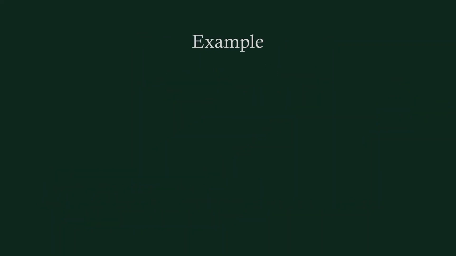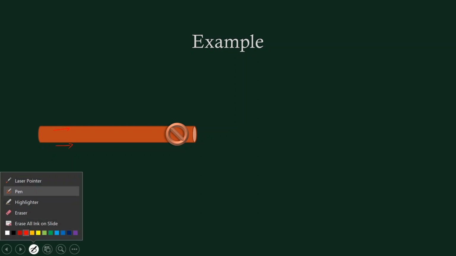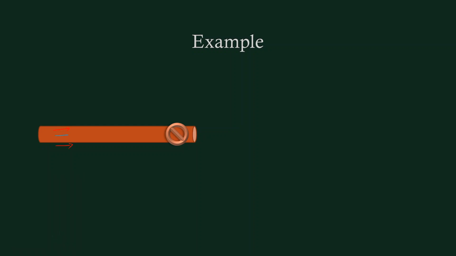Let's try to understand this with some examples. Let us consider a pipe fitted with a valve, say. Here at this point, there is some velocity of fluid. If we consider another point here, since the pipe is prismatic, its cross-section is the same throughout its length, so here also the velocity will be the same.